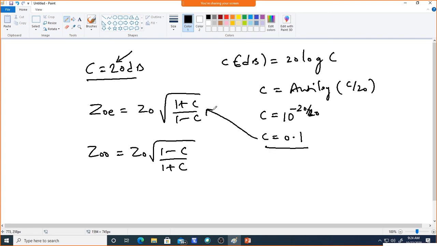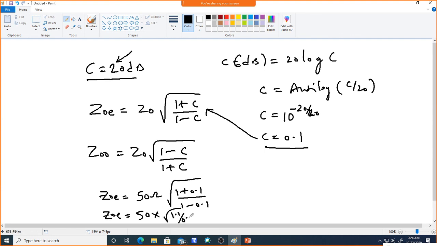Now substitute the same coupling factor and find the even and odd mode impedance. ZOE is equal to, the characteristic impedance you assume as 50 ohm. If it is not given, generally the characteristic impedance will be 50 ohm, otherwise it will be specified by the designer. So this will be 50 ohm into square root of (1 plus 0.1) divided by (1 minus 0.1), so ZOE equals 50 into square root of 1.1 divided by 0.9.